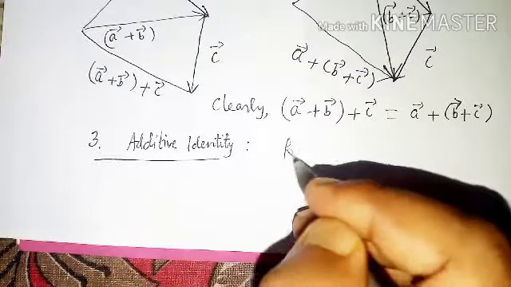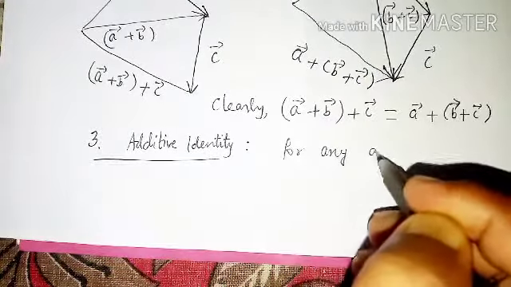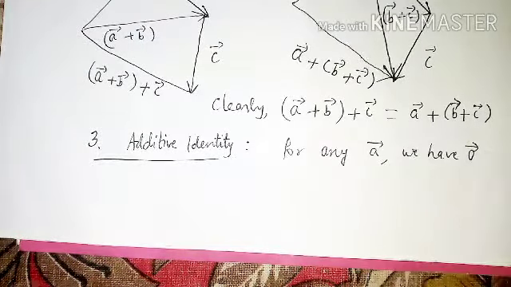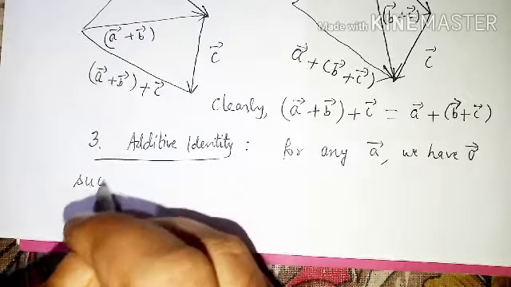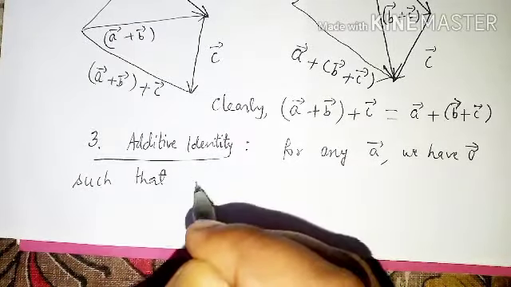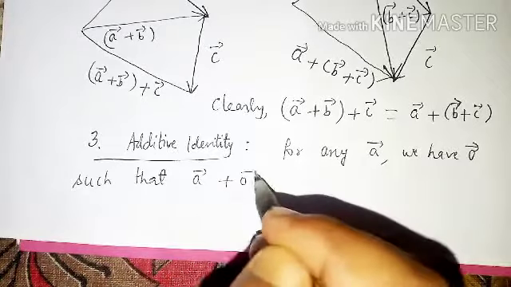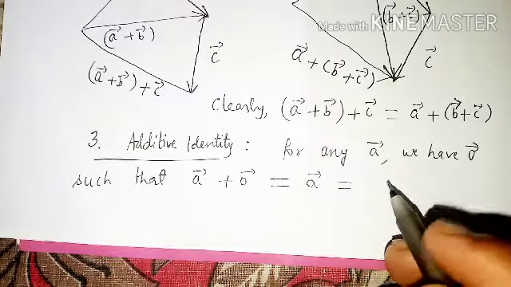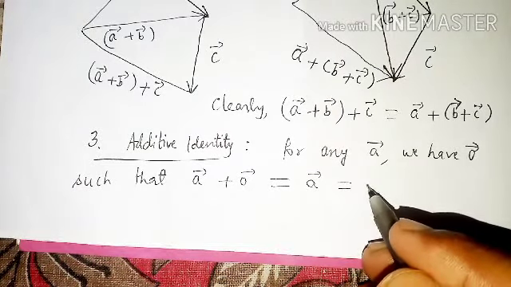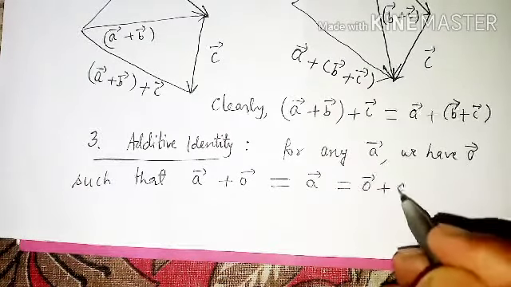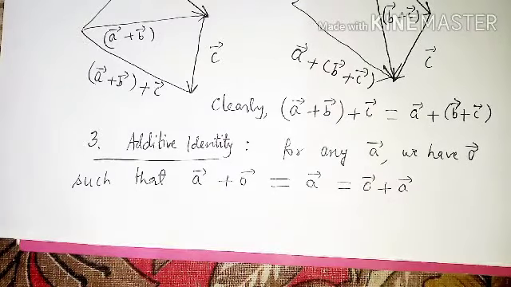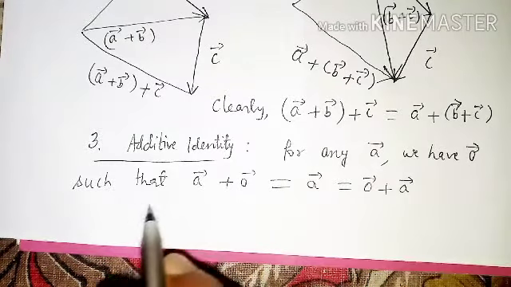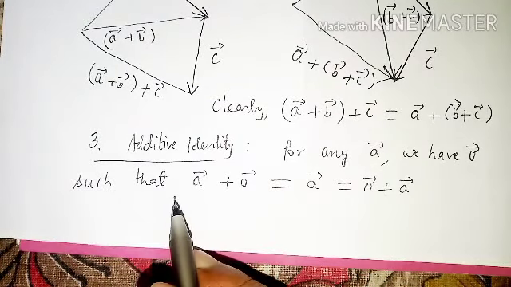For any vector a, we have zero vector or null vector such that vector a plus zero vector is equal to zero vector plus vector a, which is equal to vector a. So zero vector is called the additive identity of vectors.